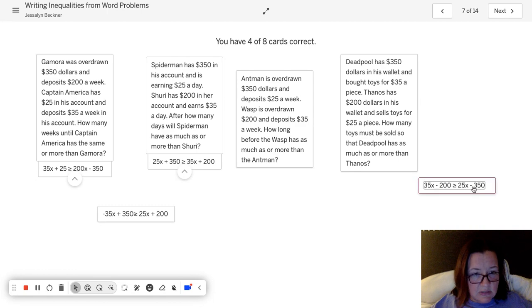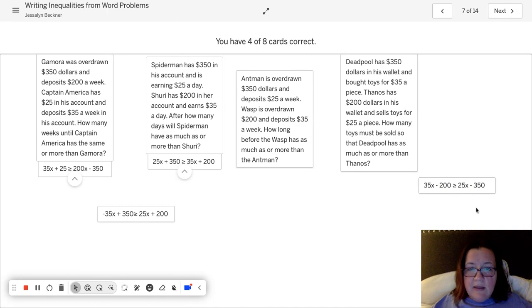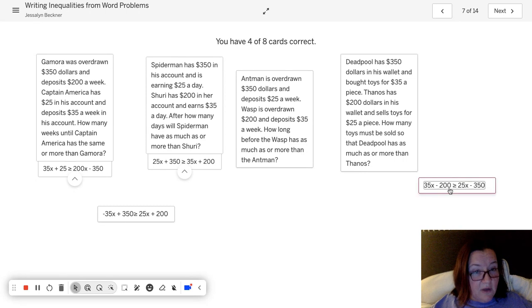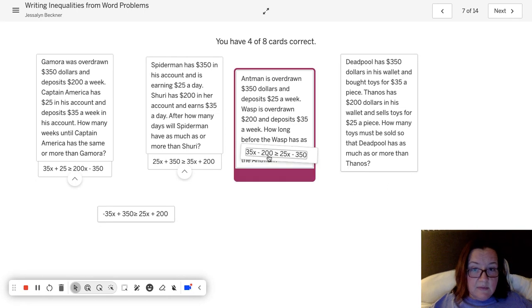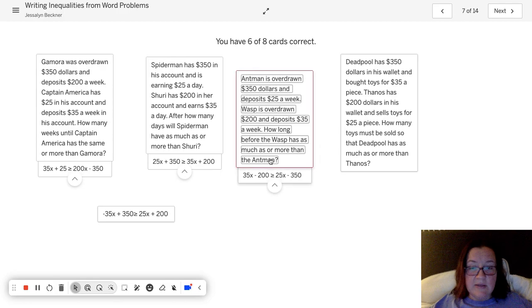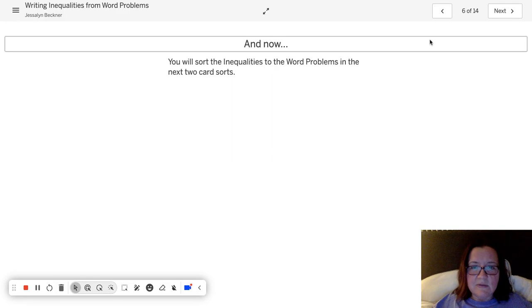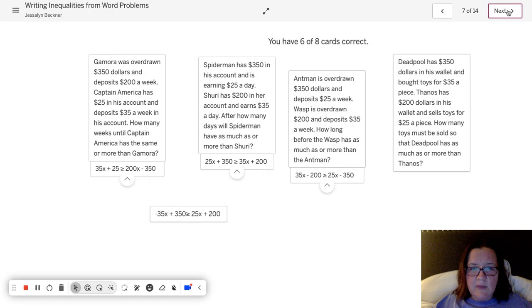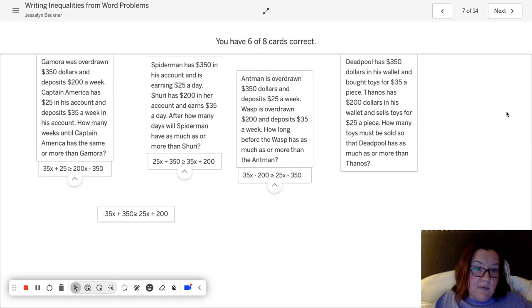Look how there's a subtraction. And deposits $25 a week. Looks good so far. Wasp is overdrawn $200, minus $200, and earns $35 a week. This looks like our inequality right here. Wonderful. All right, so the last one only has one left, but let's go back and look at it anyway.